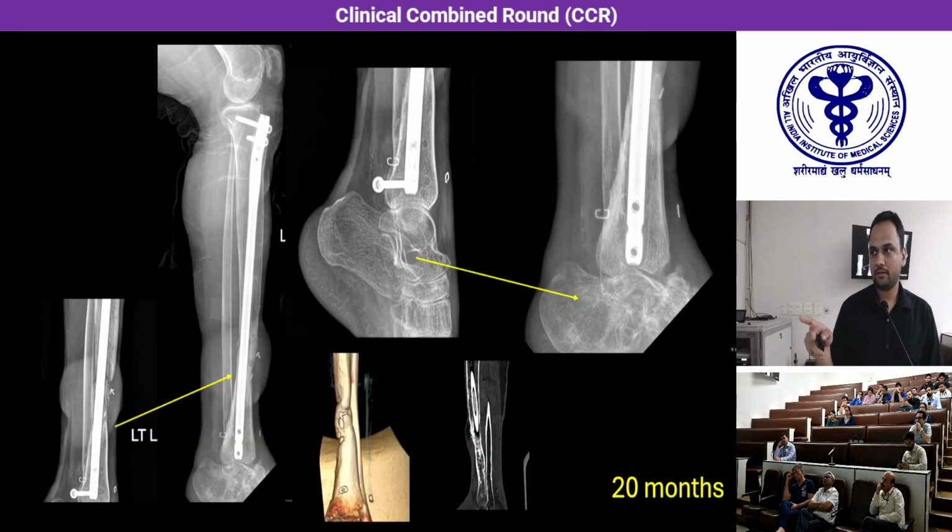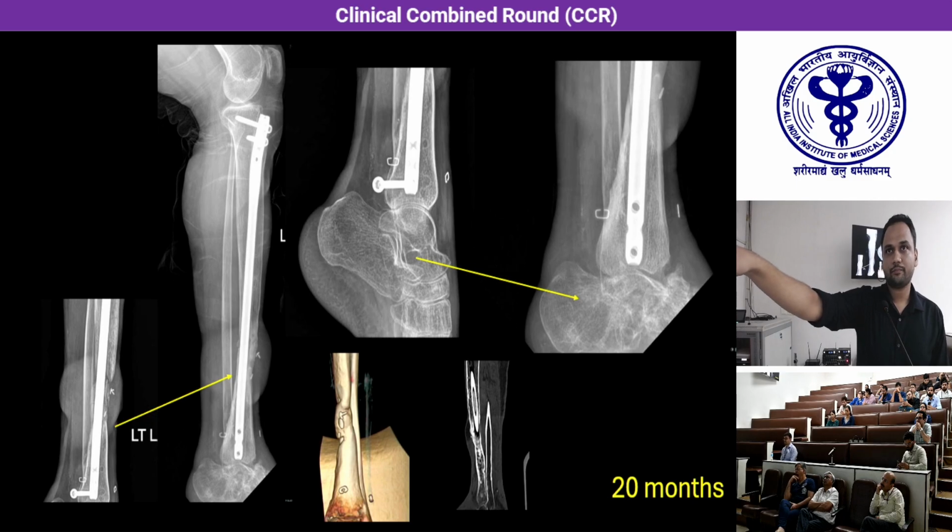So this was the X-ray of the patient 20 months post-injury. We removed the jest fixator when we saw the radiological signs of union at the fracture site. This is the previous X-ray. This is the X-ray at 20 months post-injury. We can see that there's an anterior bridging bone that is formed, and we can see it in the CT also. This is the anterior bridging bone that is formed.